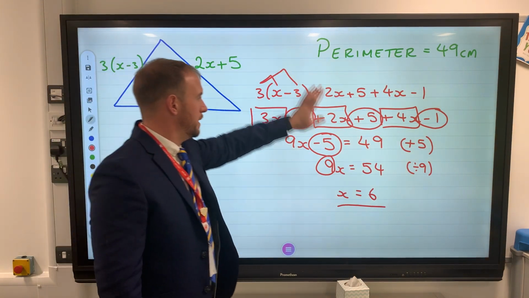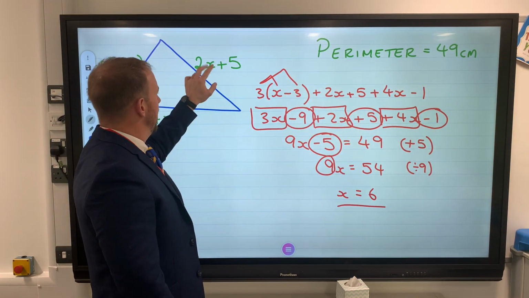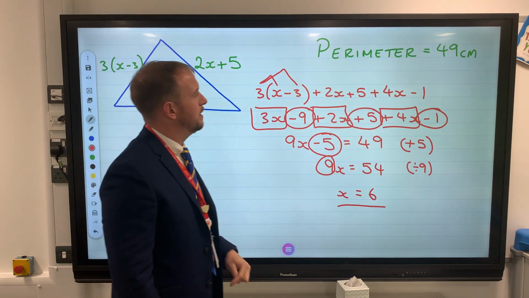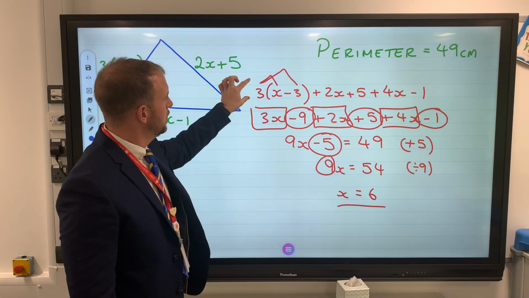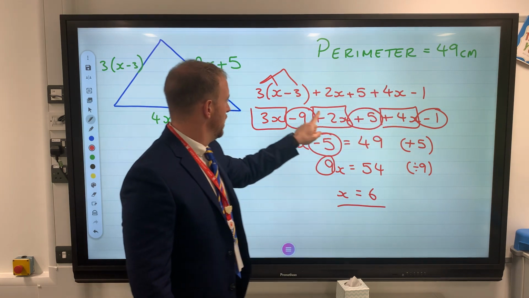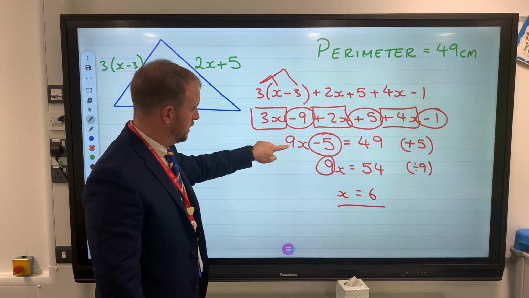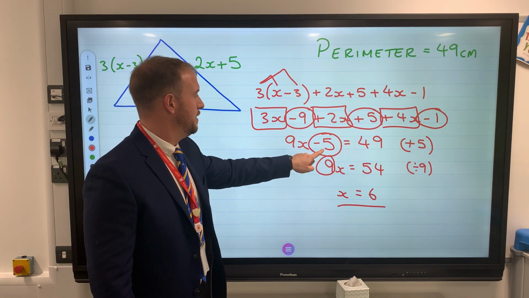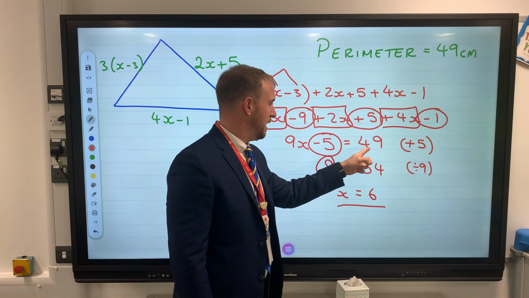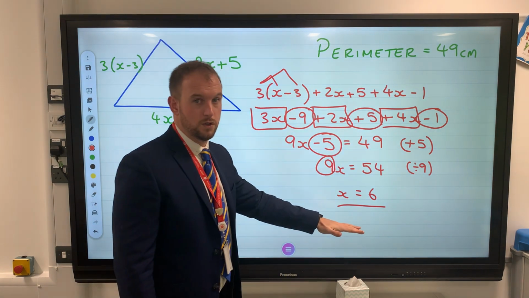Now that looks complicated, but it's only because we have bigger expressions for each length of the triangle. So write an expression, expand the bracket if you need to, simplify, here's your expression, make an equation by having equals, then solve as normal.